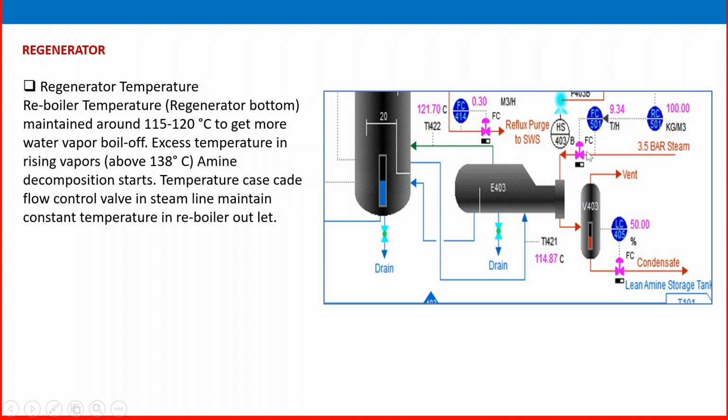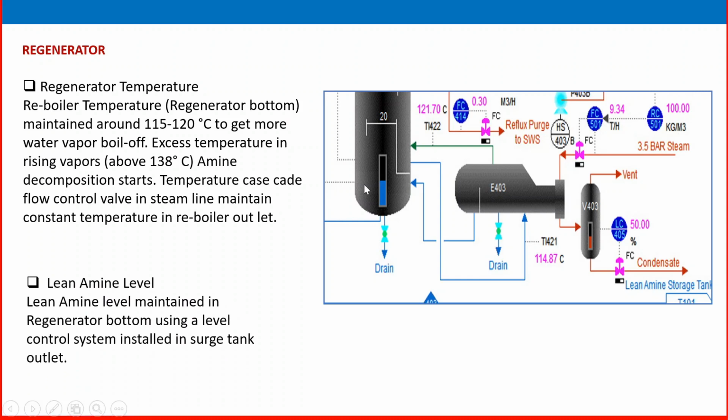The temperature control system is cascaded with another temperature control system. Normally it should be a temperature controller cascaded with the temperature indicator. The temperature cascades with the flow control valve in the steam line to maintain constant temperature at the reboiler outlet. So this temperature is maintained with temperature and flow cascading, and we can make sure the temperature is constant and proper at this outlet.